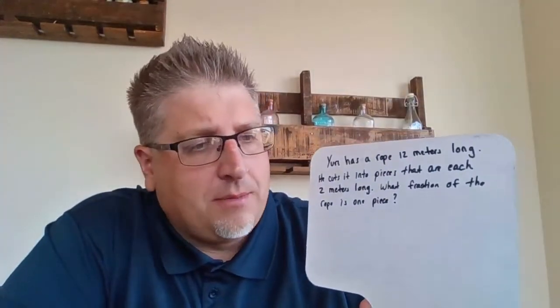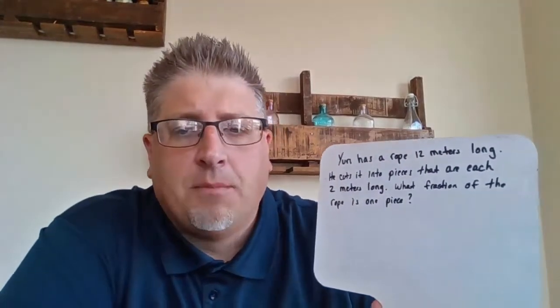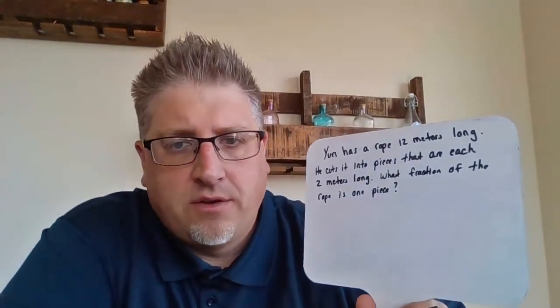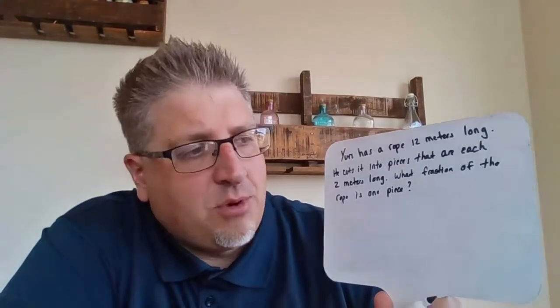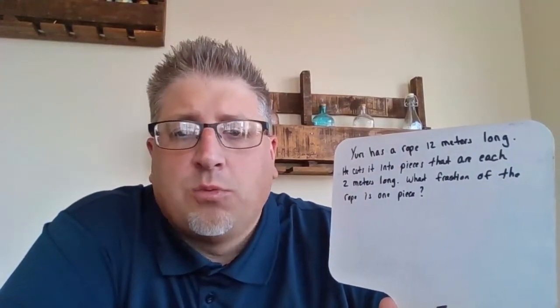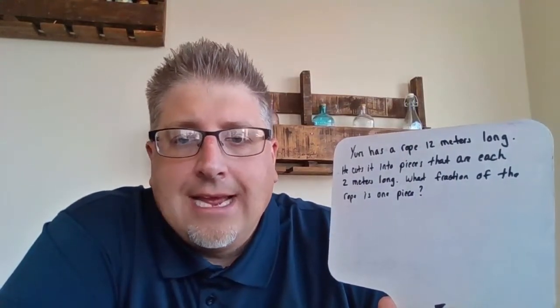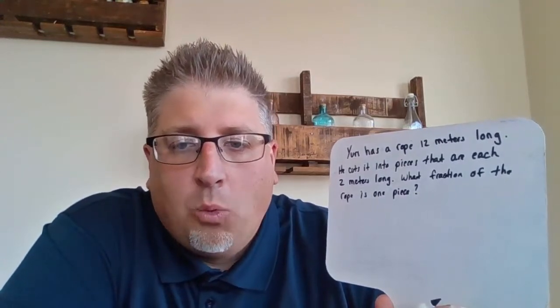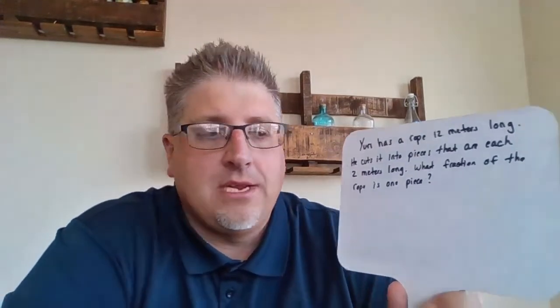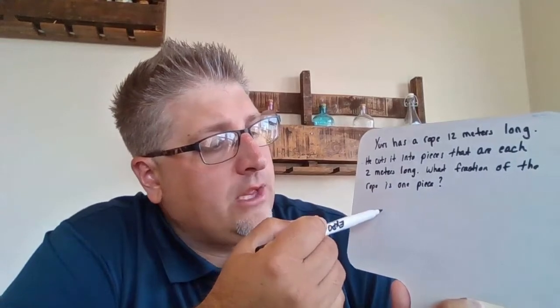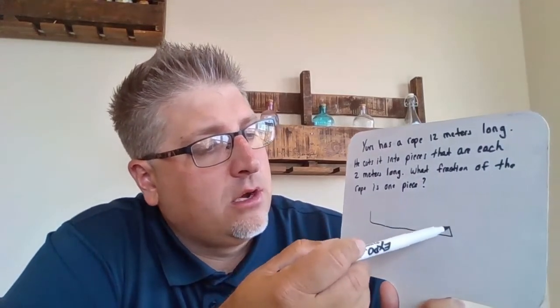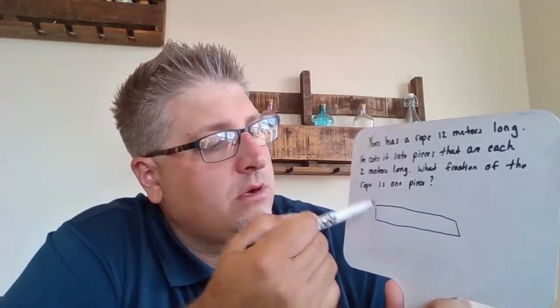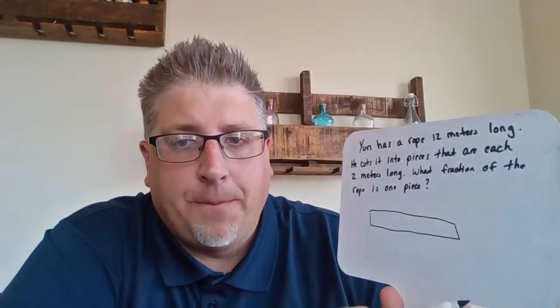And the thing I want to do is break this word problem down using the tape technique. I was going to use the number line, but I feel like the number line is a little bit more confusing. So let's see what it says here, and then let's break it down. It says Yuri has a rope 12 meters long. He cuts it into pieces that are each 2 meters long. What fraction of the rope is 1 piece? Okay, so I like to put my tape model out here. What do we know right now?